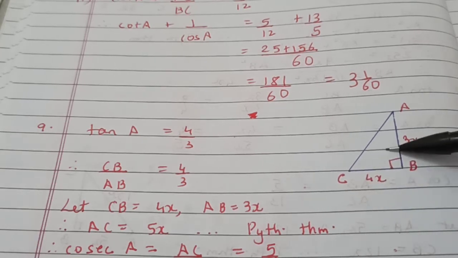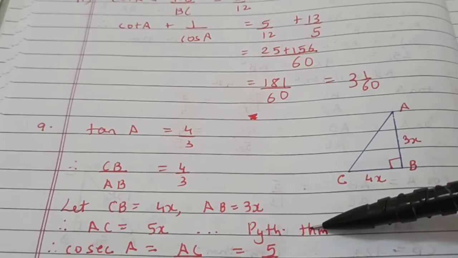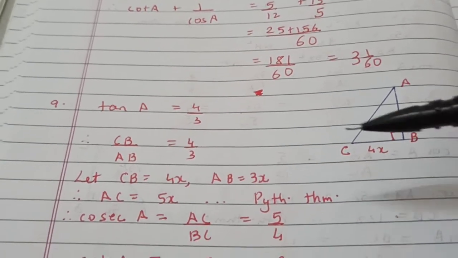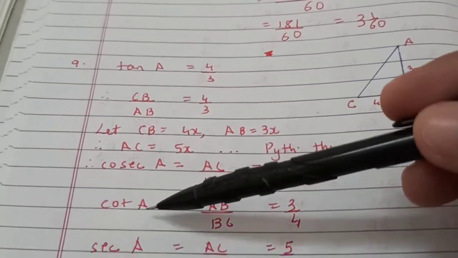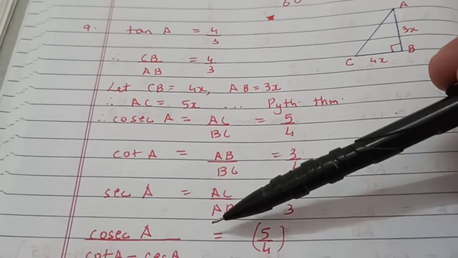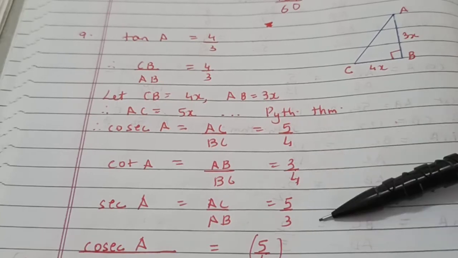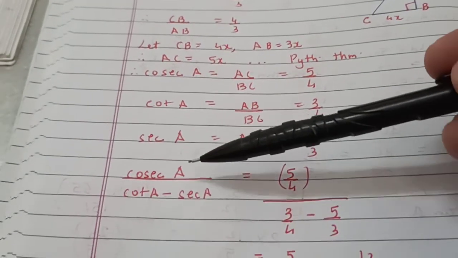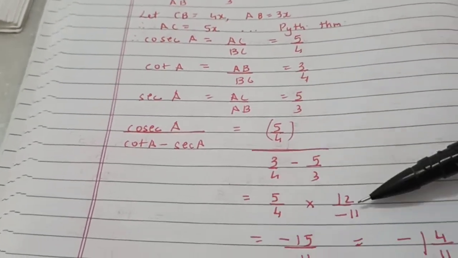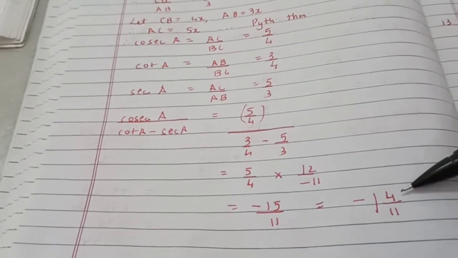By Pythagoras theorem, find AC, which is 5x of course, and now we can find the other ratios. We can find cosec, cot, sec with their respective definitions. Note there is no x in the final answer. Substitute it in here, find the LCM, and get the final answer. It will be a mixed fraction.